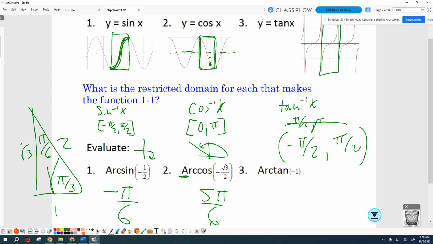Arc tan of -1. Gus, where is arc tan of -1? Since it's negative, it has to be in the fourth quadrant. And since it's -1, it's got to be negative pi over 4. Negative pi over 4.